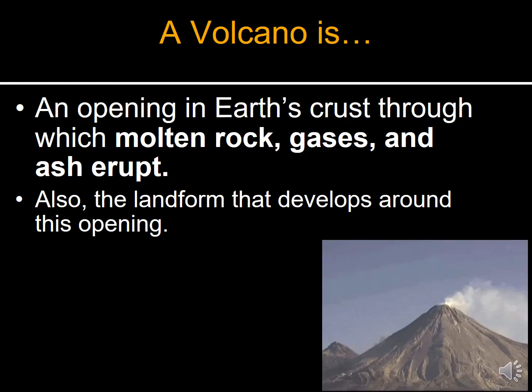Well, Miss Cheek, what is a volcano? Well, a volcano is an opening in the Earth's crust through which molten rock, gases, and ash erupt. That means basically to leave out. Also, the landform that develops around this opening. So, as you see here, we have a little hole that has some smoke coming out of it, but then we have this cone-type shape that we see as the structure.